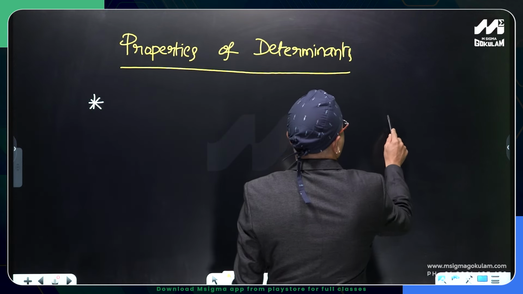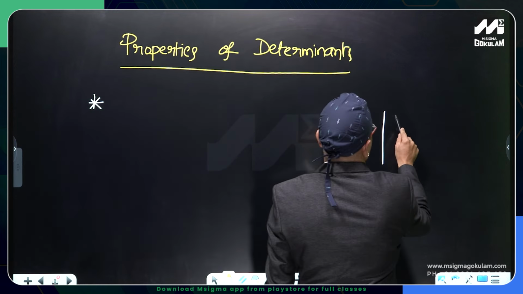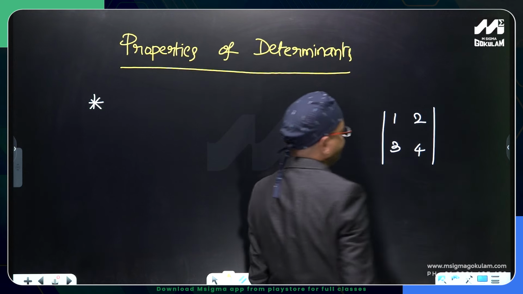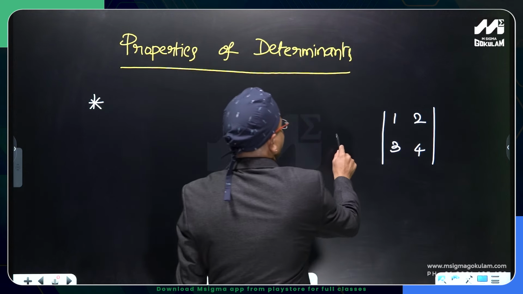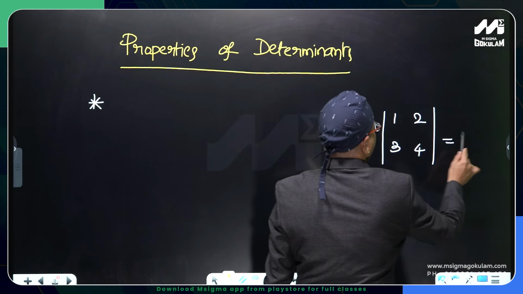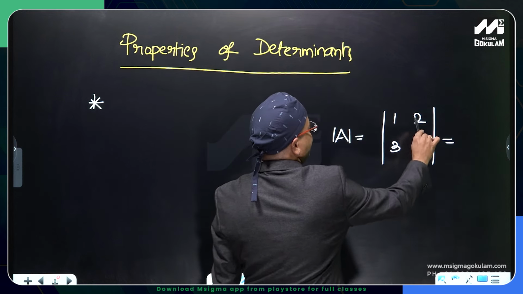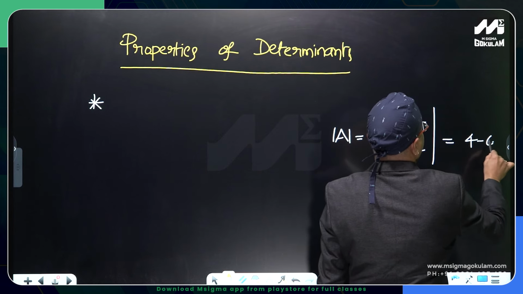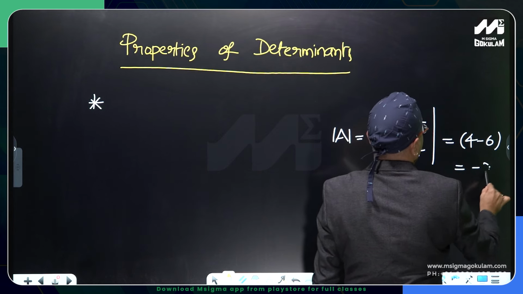I have one determinant like this: 1, 2, 3, 4. Let it be det A. Its value is 1 into 4 minus 2 into 3, so 4 minus 6. That means minus 2.